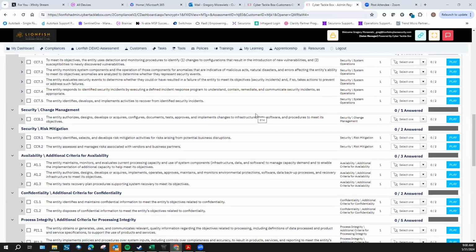The entity authorizes, designs, develops, or acquires, configures, documents, tests, approves, and implements changes to infrastructure, software, and procedures to meet its objectives. So you're going to want to have what's called a change control process. Your change control process is going to include change control items like the following. First, you have to have a change control document. Then you're going to have a change control meeting that you're going to have with your team.